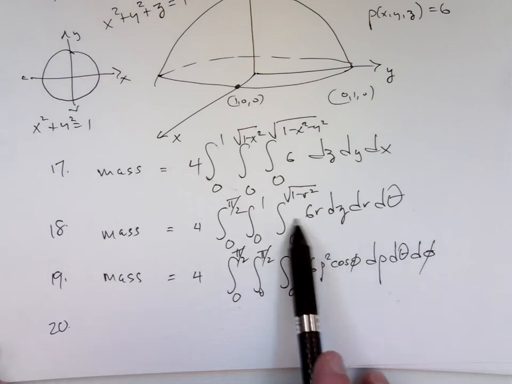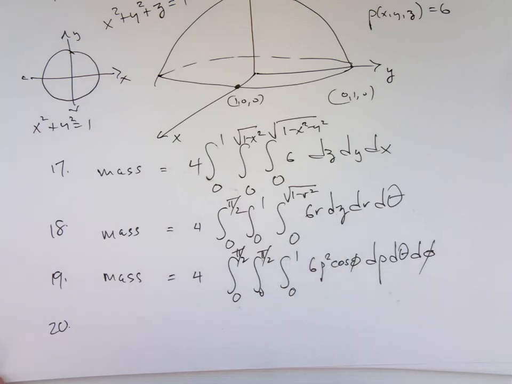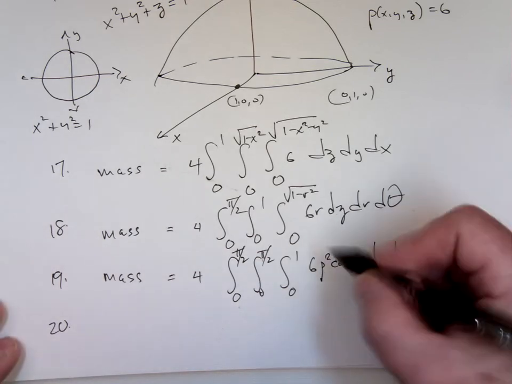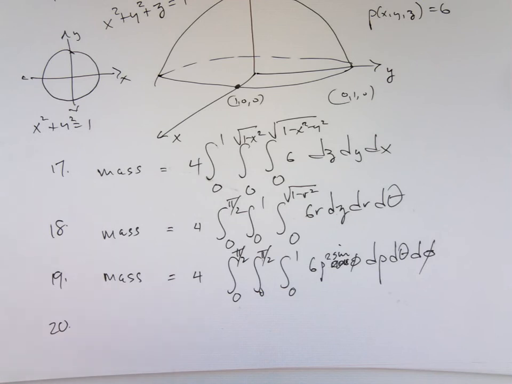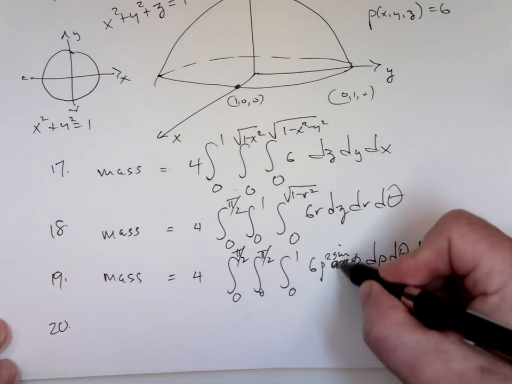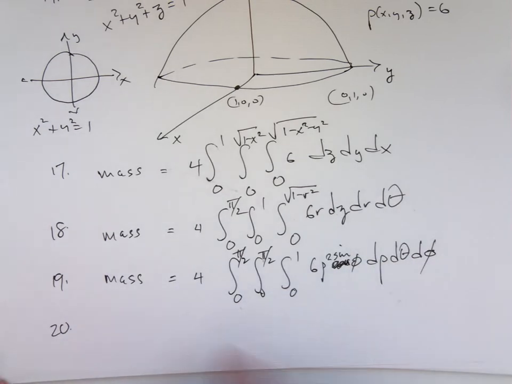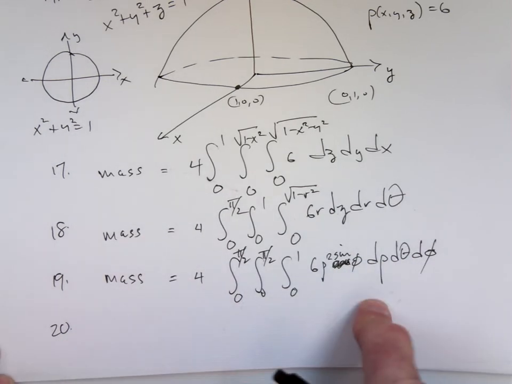Why cosine? It should be rho squared sine phi. Sorry, I don't know what I was thinking. Good call, thanks, Denny. All right, rho squared sine phi. A third way would be to do this integral, and that wouldn't be too bad either.